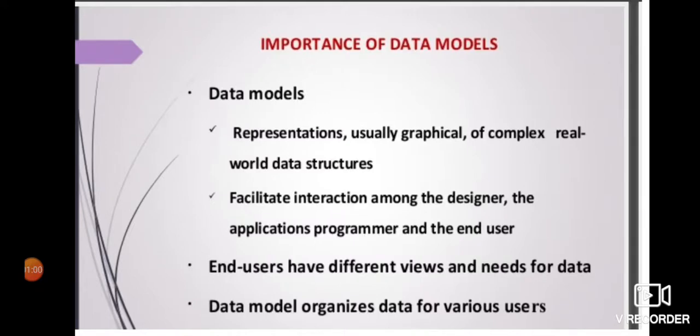Importance of data model. A data model is usually a graphical representation of complex real world data structures. It gives us a complete graphical representation of the real world data structure. It facilitates interaction among the designer, the application programmer, and the end user. So data models facilitate interaction between the designer, who designs, the application programmer, who develops the application for that database, and the end user, the user who uses that data. End users have different views and needs for data. Data models organize data for various users.